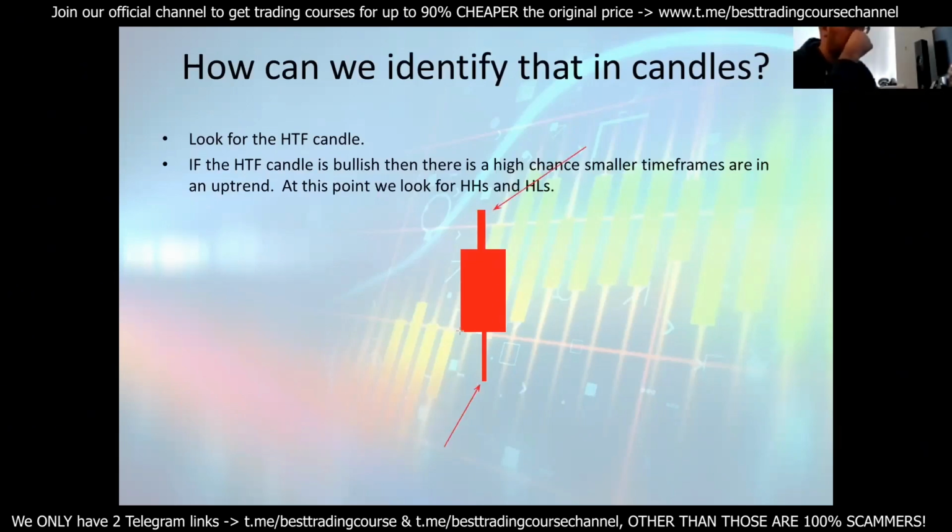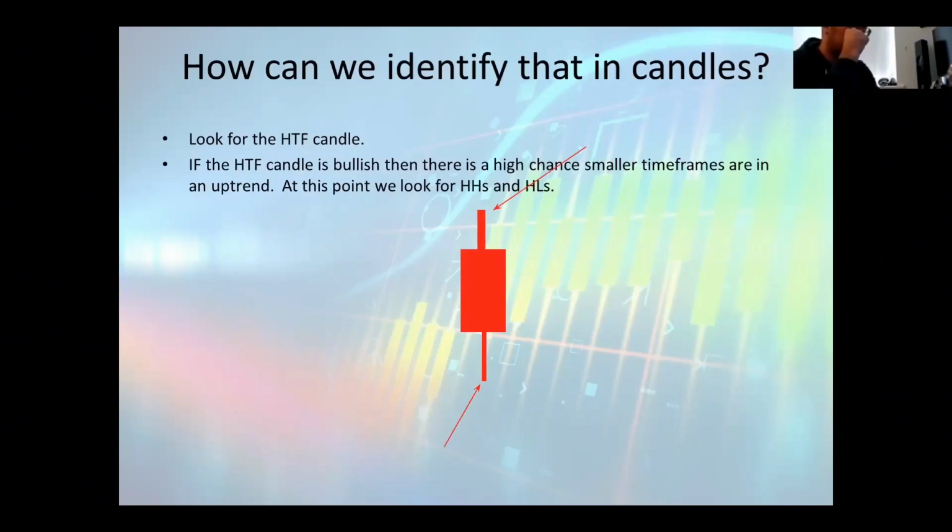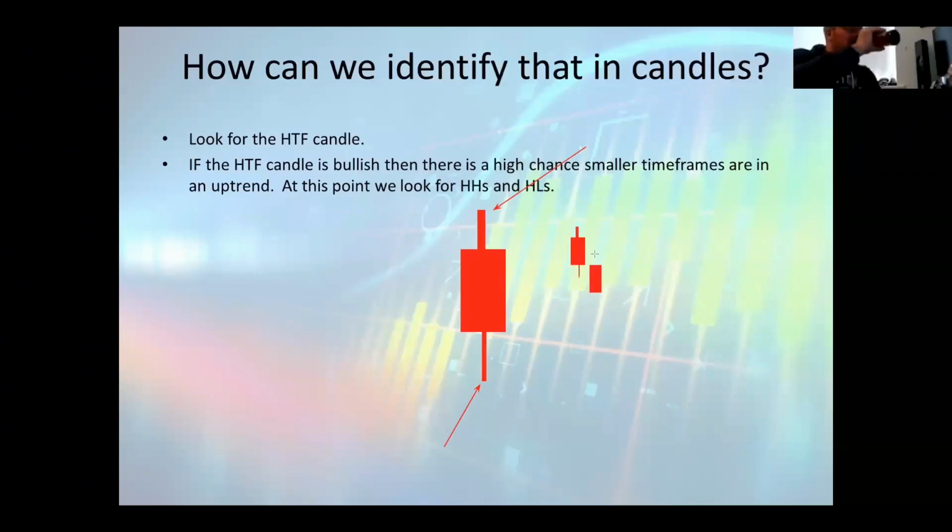And if this is the daily candle, how would the 4-hour or the 1-hour candles look? Maybe the 4-hour candles are probably going to look something like this, coming down like this, and then eventually they try to close bullish like this. Does this make sense?